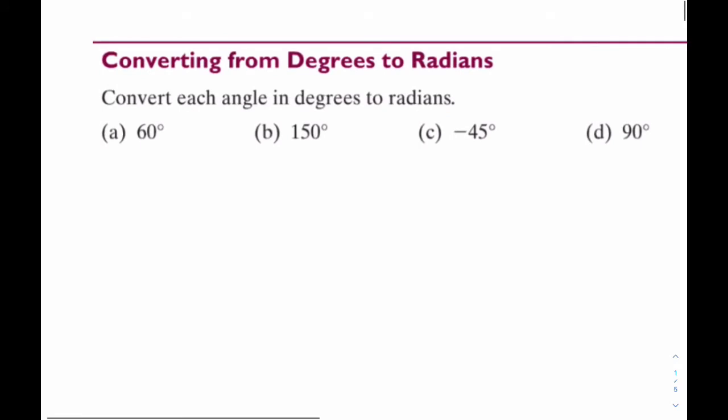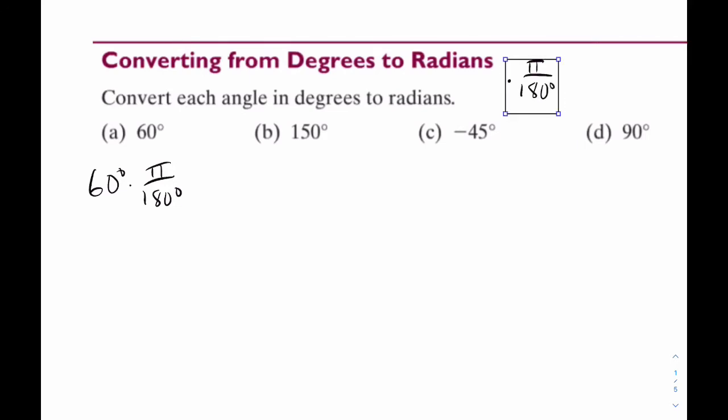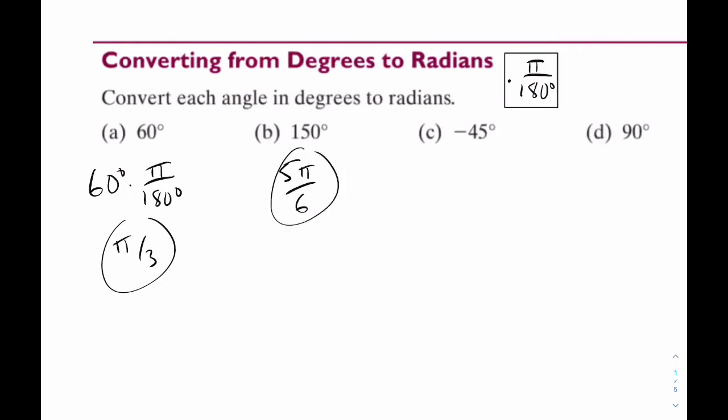So for conversion, hopefully you recall this from trig. If you're trying to convert from degrees to radians, all you do is you multiply by pi over 180. So I'll put a note here, pi over 180. And we can convert these all pretty quickly. So that's pi over 3. Do the same thing here. That's 5 pi over 6. Same thing here. Negative pi over 4.